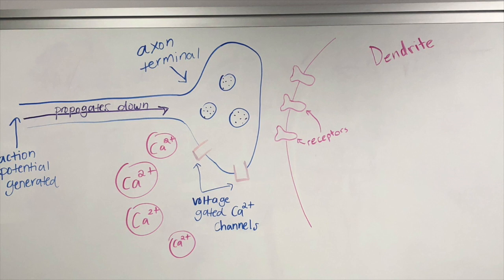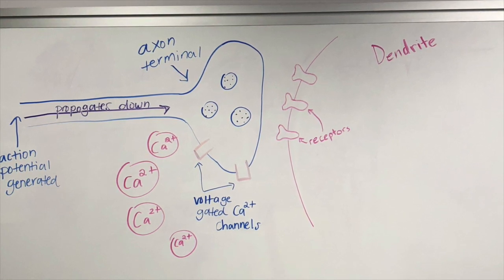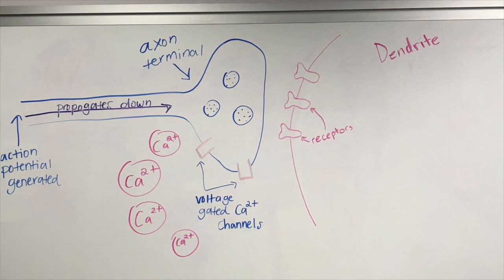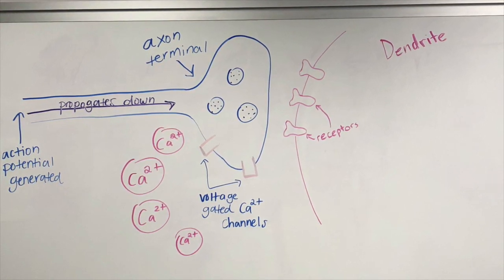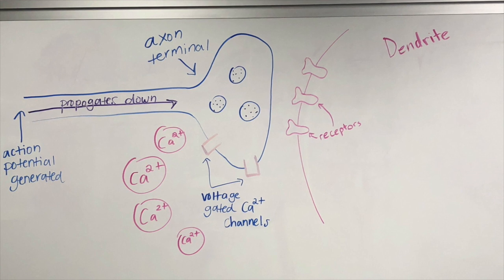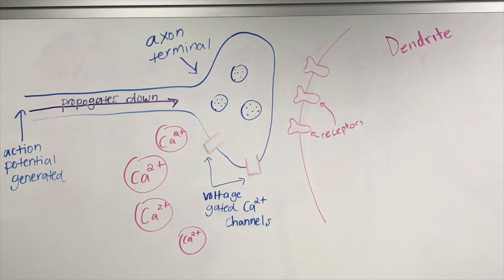Synaptic transmission is the process by which a neuron communicates across a synapse with a target cell, which typically is another neuron. This communication is done through the release of neurotransmitters into the synaptic cleft from the presynaptic neuron.